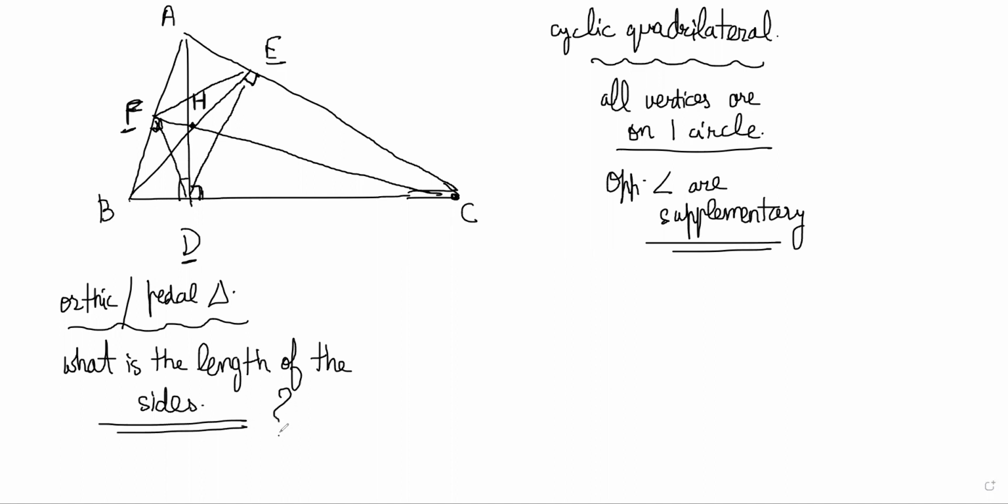Length of the sides. So how will we do that? We can do the simple sine rule or cosine rule also, right? In this orthic triangle, can you tell me the angles? What is this angle, this angle? I'm going to ask you angle HDE. What is angle HDE?